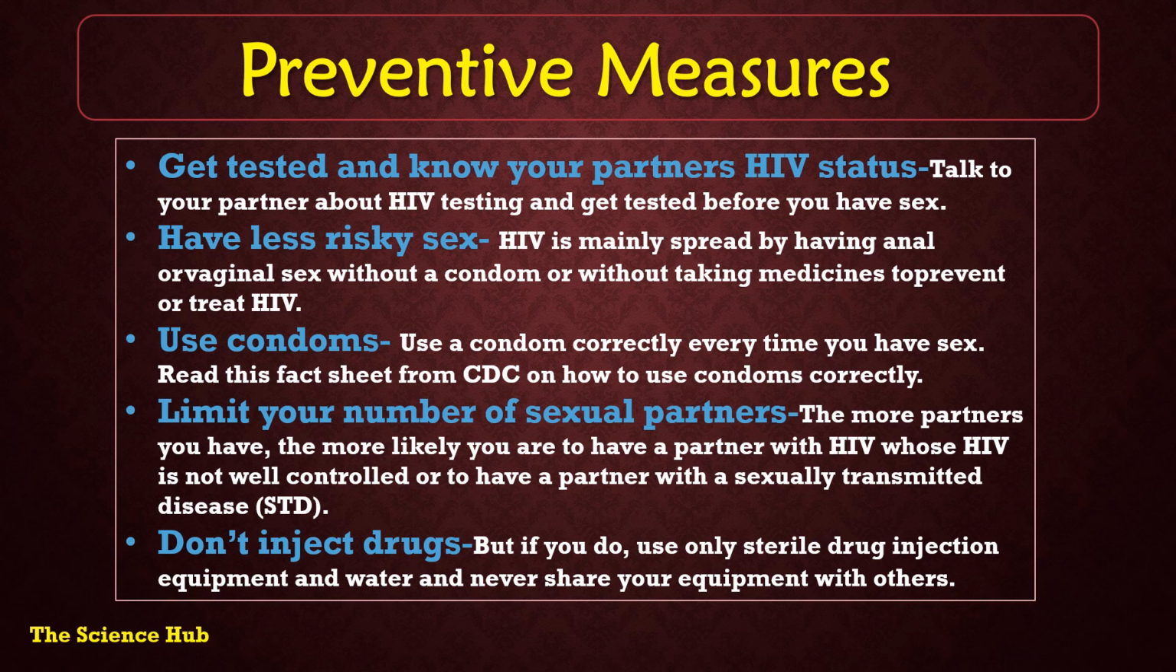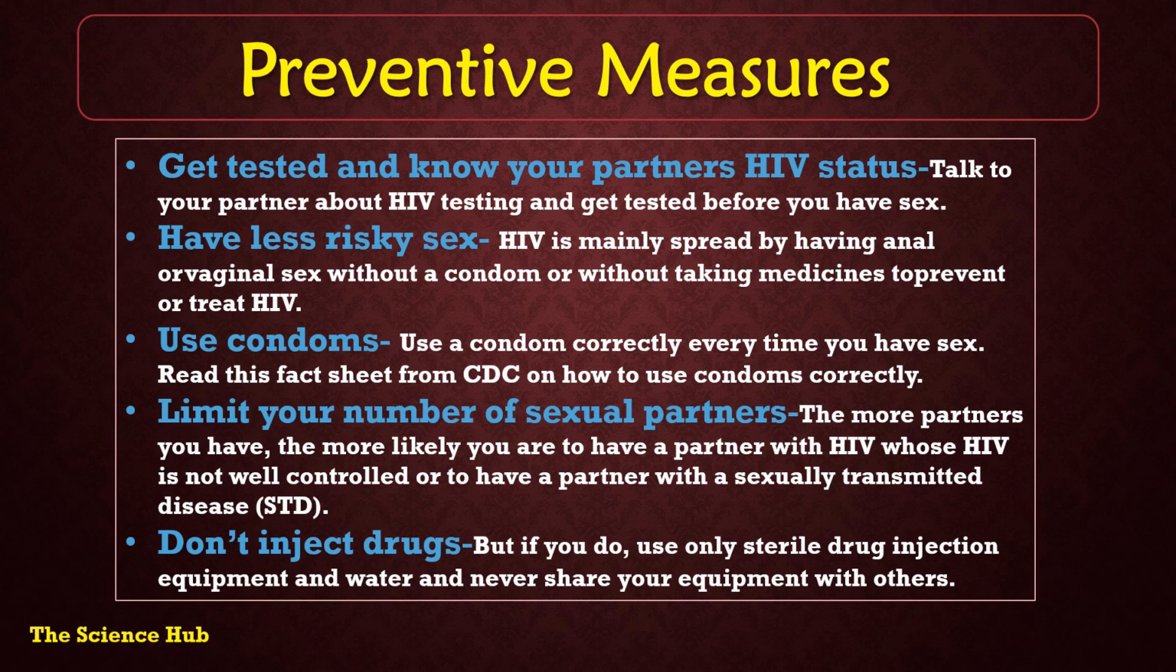Now, what are the preventive measures? First of all, get tested and know your partner's HIV status. Talk to your partners about HIV testing and get tested before you have sex. Then have less risky sex. HIV is mainly spread by having anal or vaginal sex without a condom or without taking medicines to prevent or treat HIV. Then use condoms.